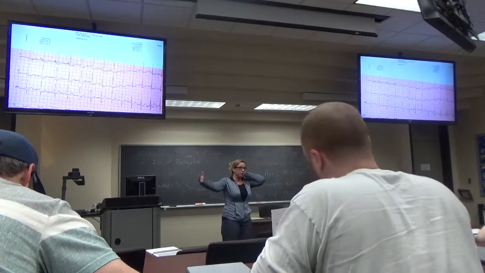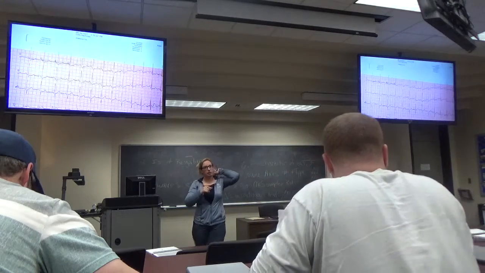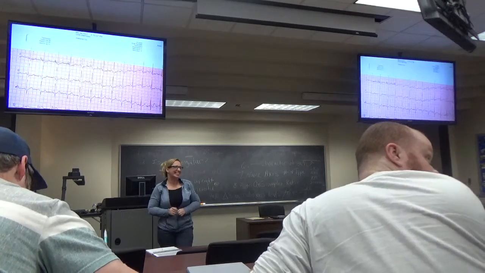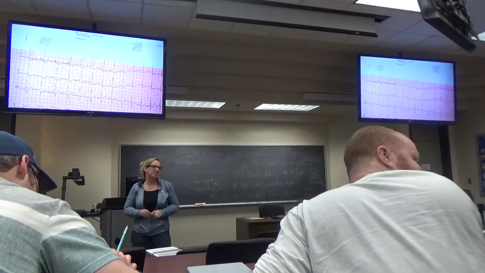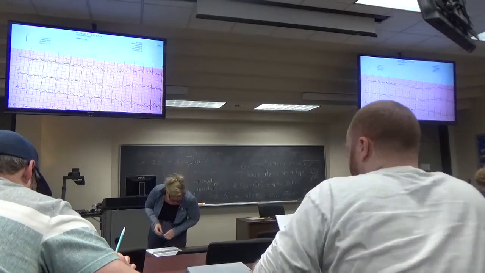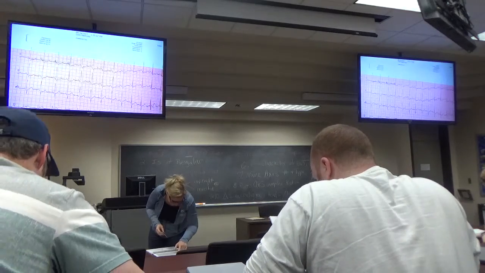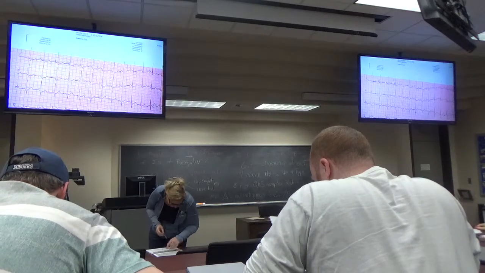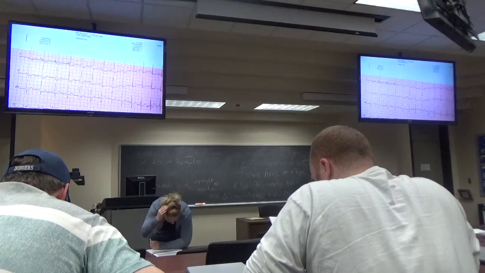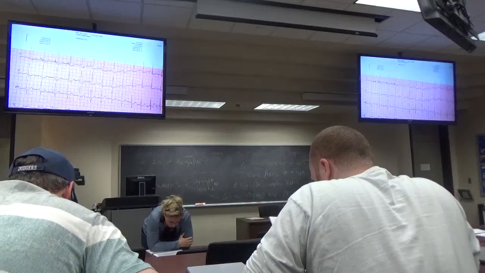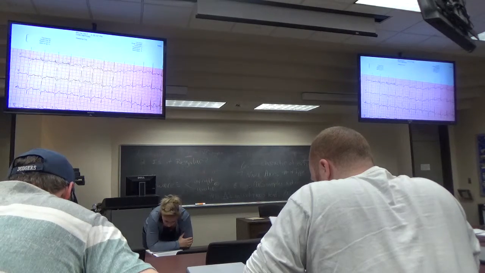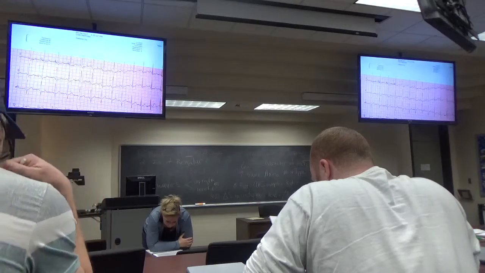So when we're looking at these leads, which box should we be looking at? Because for the AVL, it looks like a prolonged PR interval, to me at least. But on the other ones, not so much. On the other ones it looks normal. So are we supposed to look at every single one?